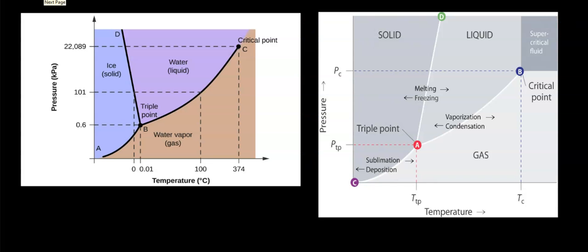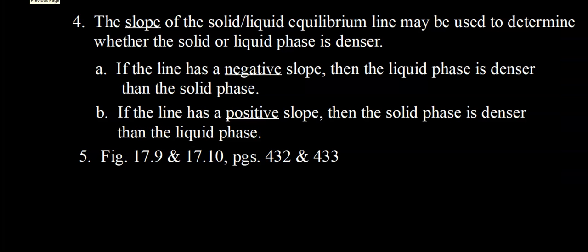So we have two phase diagrams here. One that has a negative slope for the solid liquid line, and then one that has a positive slope for the solid liquid line. So here's how it works. If the line has a negative slope, then that means the most dense phase for that substance is a liquid.